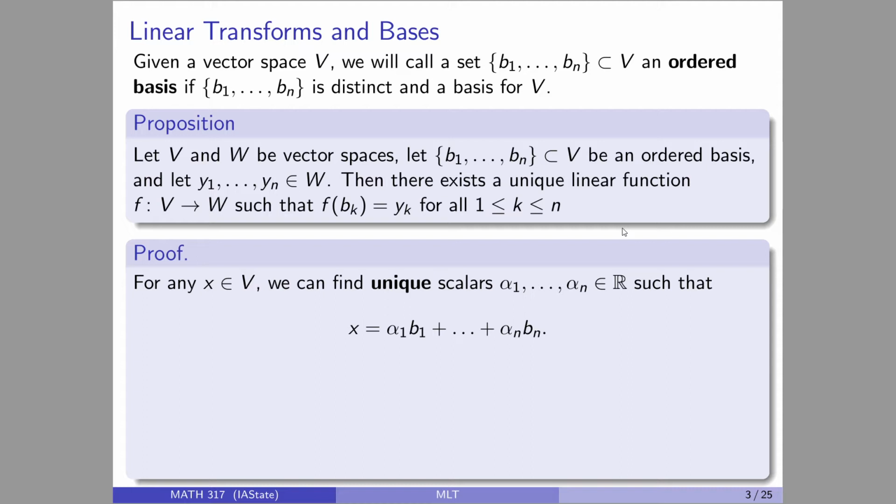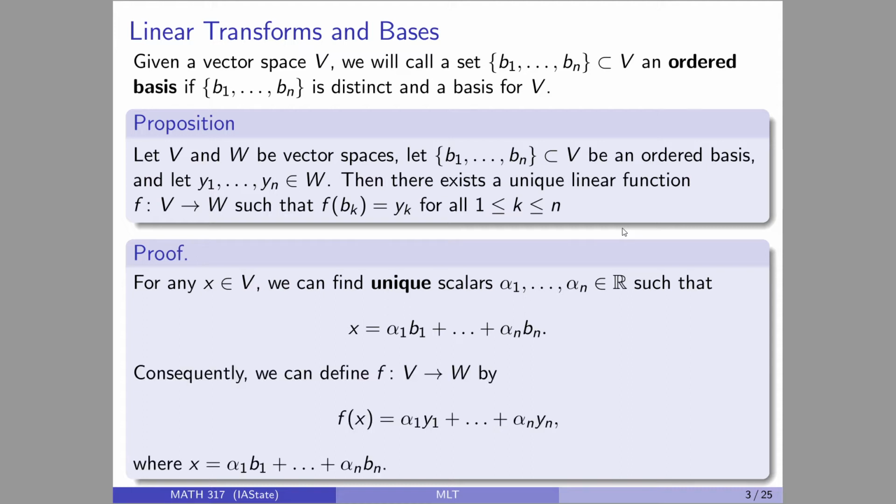And as we talked about, since you're a basis, we are linearly independent. That means those scalars have to be unique. So clearly the function I'm going to create is this one. So the function, if you give me an input, there are unique scalars associated with the basis elements, while the outputs are just going to be the linear combo involving the elements from y1 to yn.